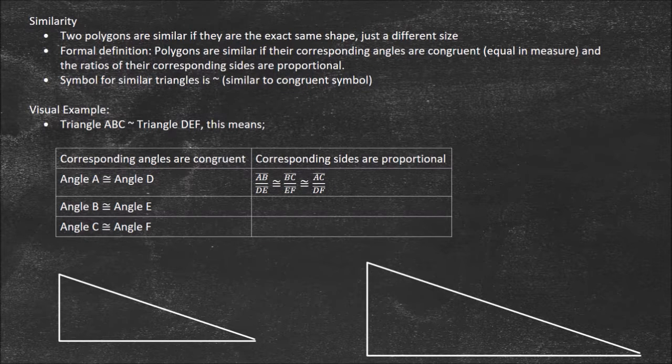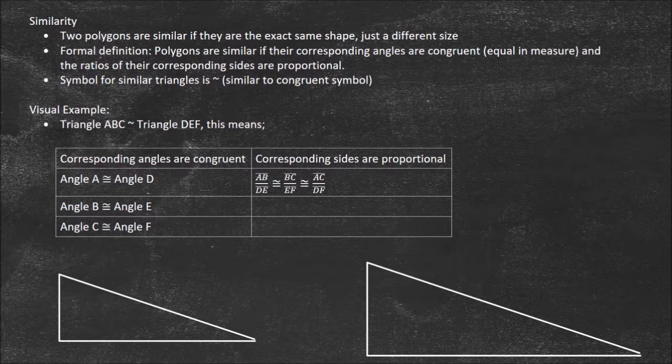We're gonna talk about similarity. We're just gonna touch on the definition of similarity and some introductory concepts of what it means. Two polygons are similar if they have the exact same shape, just a different size. The formal definition: polygons are similar if the corresponding angles are congruent, so that means equal in measure, and the ratios for their corresponding sides are proportional. That sounds a little confusing, and we'll talk about that in a minute.